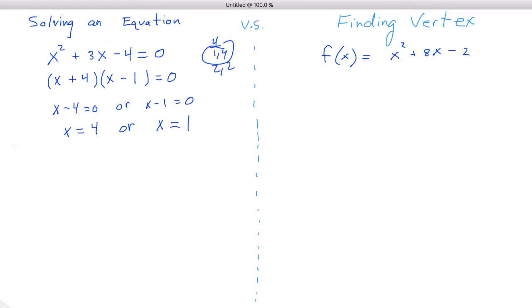So that's an equation. That's the only thing you do to equations. Okay, now, there are functions, and you can do lots of things to functions.